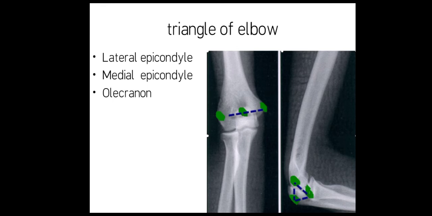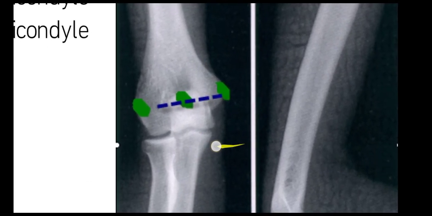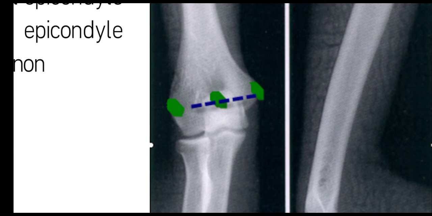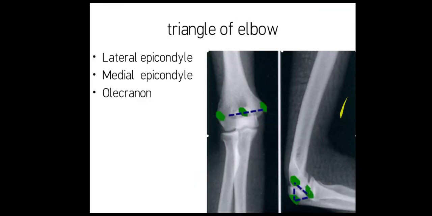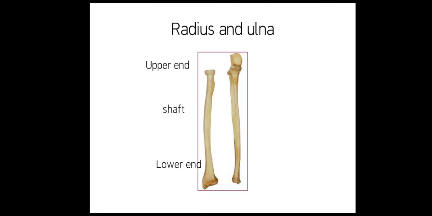Okay, another thing that we need to study about the elbow is the triangle of elbow. So three structures basically make up the triangle of elbow, also known as the Hueter's triangle: the lateral epicondyle, medial epicondyle and olecranon. When the elbow joint is extended, we can see all these structures align with each other. But when the elbow joint is flexed, they form a triangle like structure. This is known as the Hueter's triangle or the triangle of elbow.